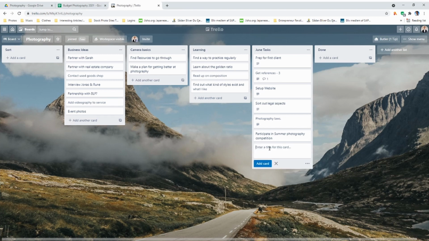I'm just going to add one last thing. Get good. I really need to be at a point where I'm much more confident in my photography if I want to be able to charge for it.